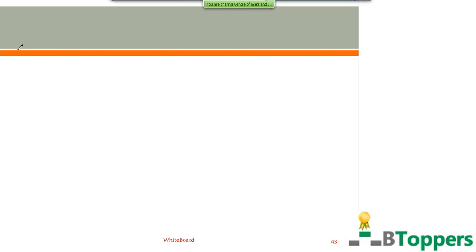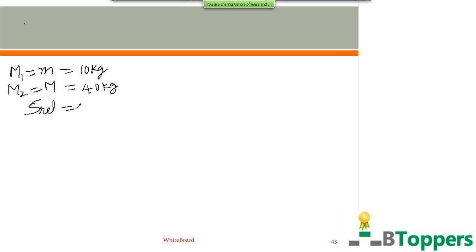Here the mass of the boy or person standing on the boat, denoted by small m in the earlier discussion, is given to be 10 kg. The mass of the boat, denoted by capital M in the earlier class, is given to be 40 kg. It is given that the man walks 8 meters on the boat. That means the magnitude of the relative displacement of the man with respect to the boat is 8 meters.